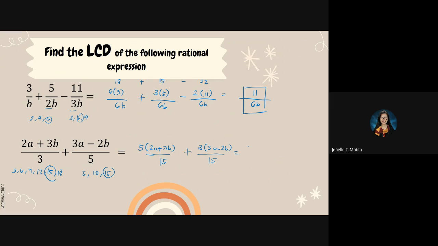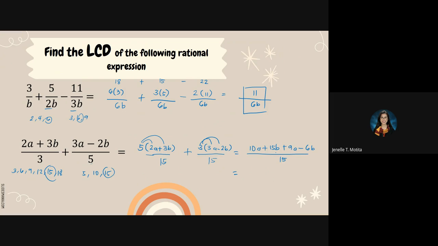You have 5 times 2a. Let me show you like this. 5 times 2a, that's 10a. 5 times 3b, that's 15b. And then over here, plus 3 times 3a, that's 9a. And then 3 times negative 2b, you have negative 6b. Still over 15. Since you have the same denominator, just copy it.